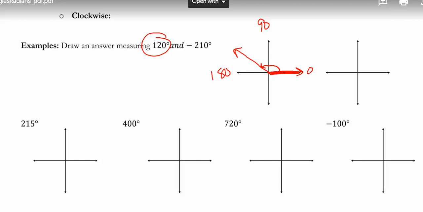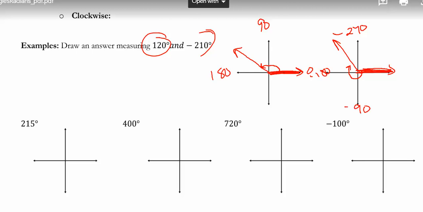If I want to do negative 210, I don't want to go up first, I want to go down first. So I'm just thinking about it backwards. So this would be negative 90, and this would be negative 180, and this would be negative 270. If I want to do negative 210, I'm going to go down past 180 and a little bit past it, but before 270, and that would be that angle.